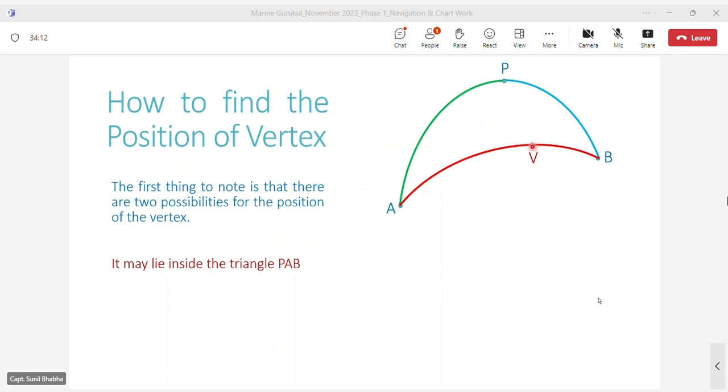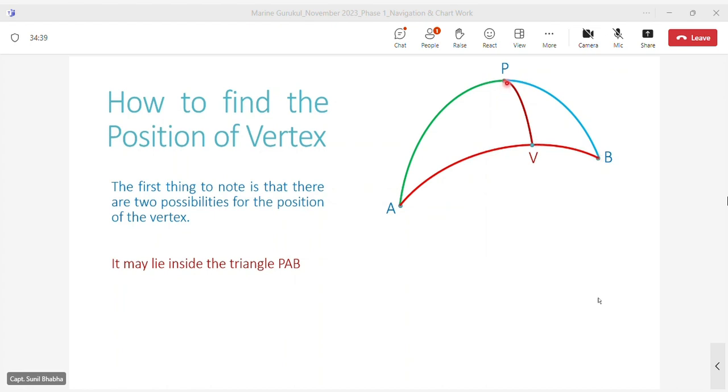Now you can see this in the diagram. We have represented the vertex by point V, and in this particular case the vertex lies inside the triangle PAB, or the vertex lies between our initial and final positions. Now let's try to draw the meridian of the vertex.